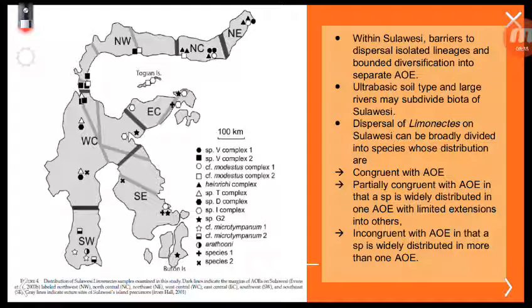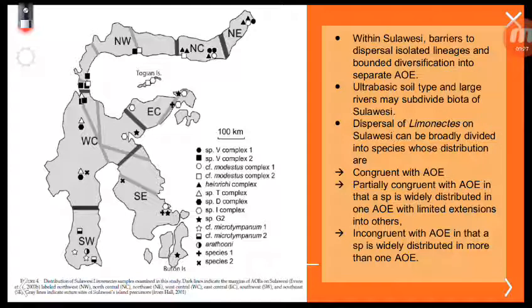Secondly, species may be partially congruent with AOE in that a species is widely distributed in one AOE with limited extensions into others. For example, L. modestus complex 2 and L. sp. complex 2 occur throughout the northwest AOE, but extend slightly into the adjacent part of the WC border NC. These species were probably once restricted to the northwest AOE, but have recently dispersed beyond the now absent barrier to dispersal.